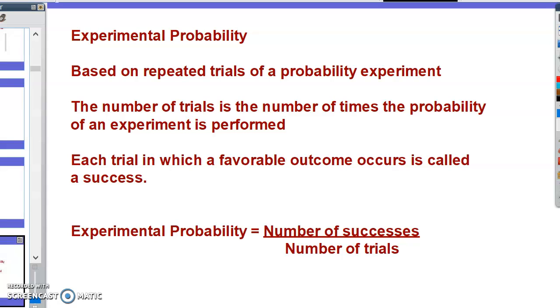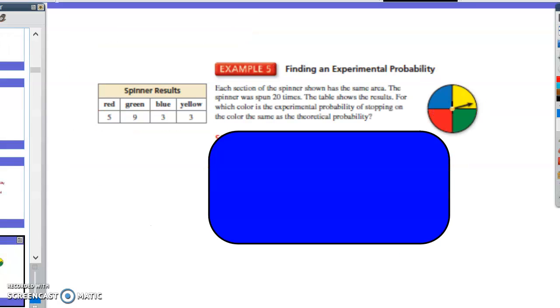So experimental probability is based on repeated trials of a probability experiment. The number of trials is the number of times the experiment is performed. Each trial in which a favorable outcome occurs is called a success. So experimental probability is your number of successes over your number of trials.